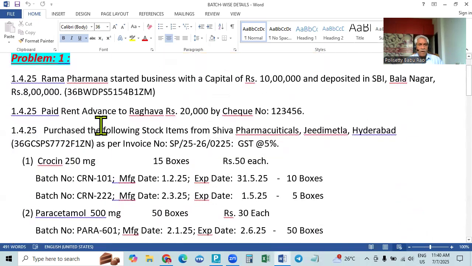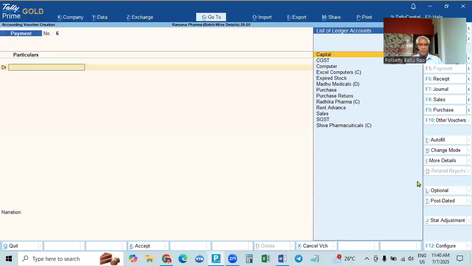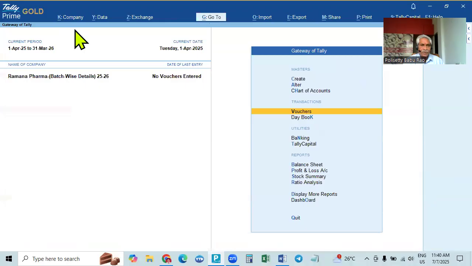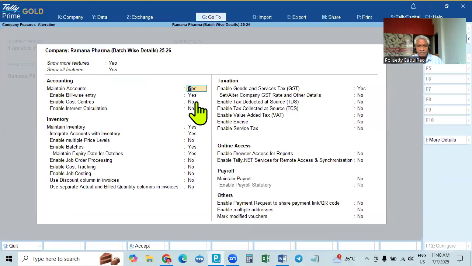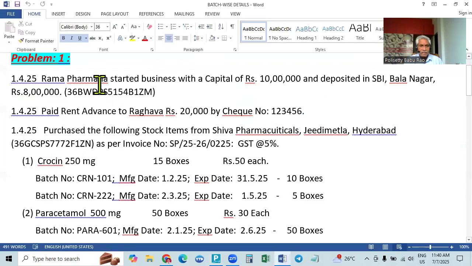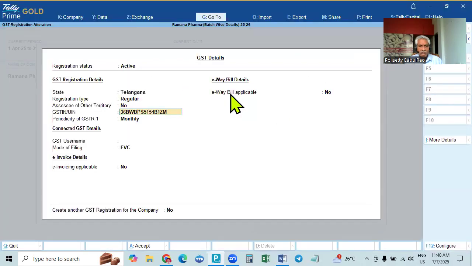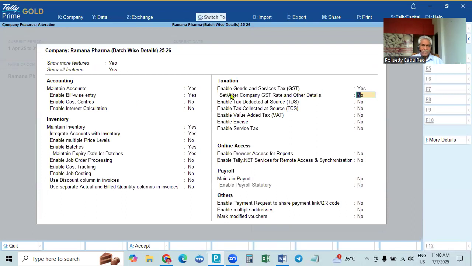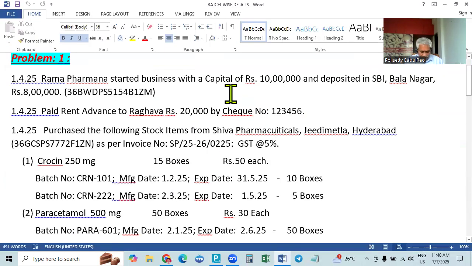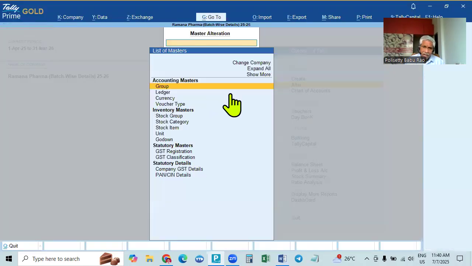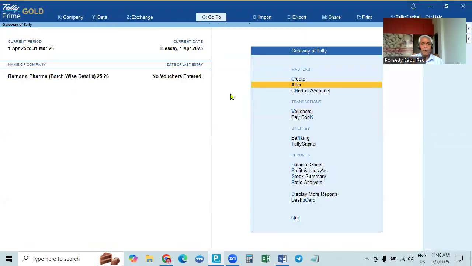Rama Pharma started with a capital of 10 lakhs and deposited 58 lakhs in SBI Balanagar. I already created the company and showed you. If you go to F11, I gave all the details, the HSN and GST registration number, and accepted. That is everything done. The other ledgers and stock items can be created during the voucher entry also.